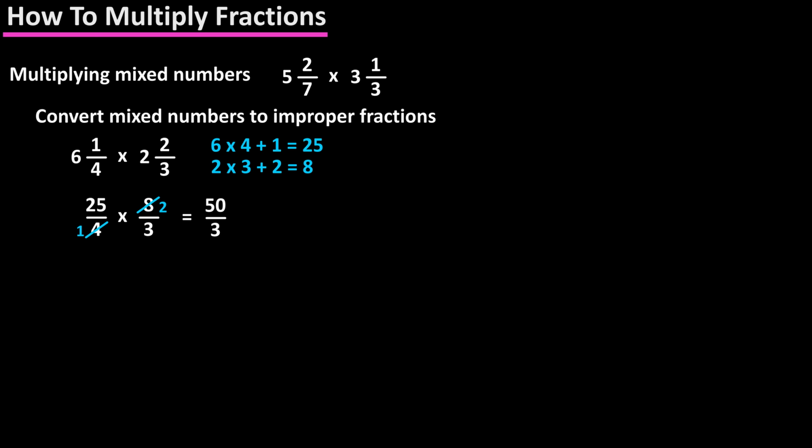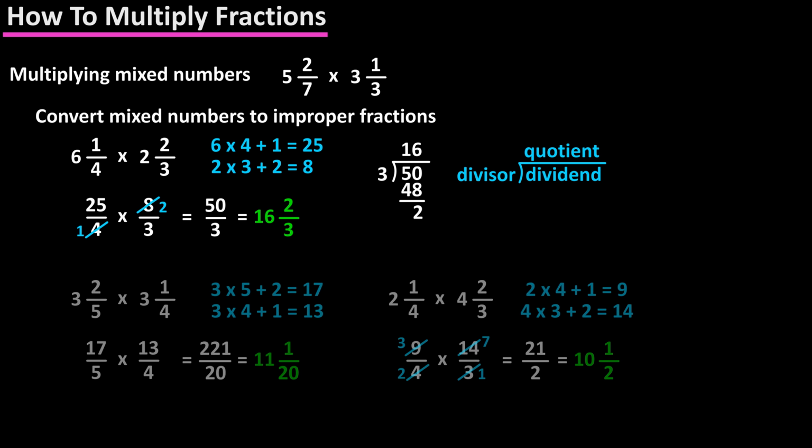Next, we can convert this improper fraction into a mixed number. Divide the numerator by the denominator, 50 divided by 3. 3 goes into 50 16 times, and we have a remainder of 2. The quotient at the top is the whole number part of the mixed number. The original denominator of 3 remains the denominator in the mixed number, and the remainder of the division, 2, is the numerator in the mixed number. And the final answer is 16 and 2 over 3. And here are a couple more examples of multiplying mixed numbers with the steps written out.